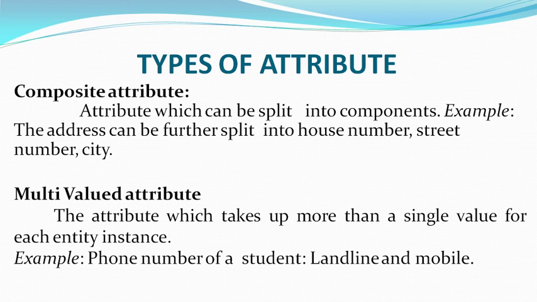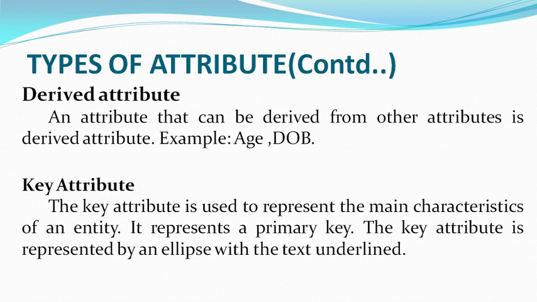Derived attribute. An attribute whose value can be derived from other attributes is called a derived attribute. For example, your age can be derived if you know the date of birth. The attribute value that can be derived from other attributes is called a derived attribute.